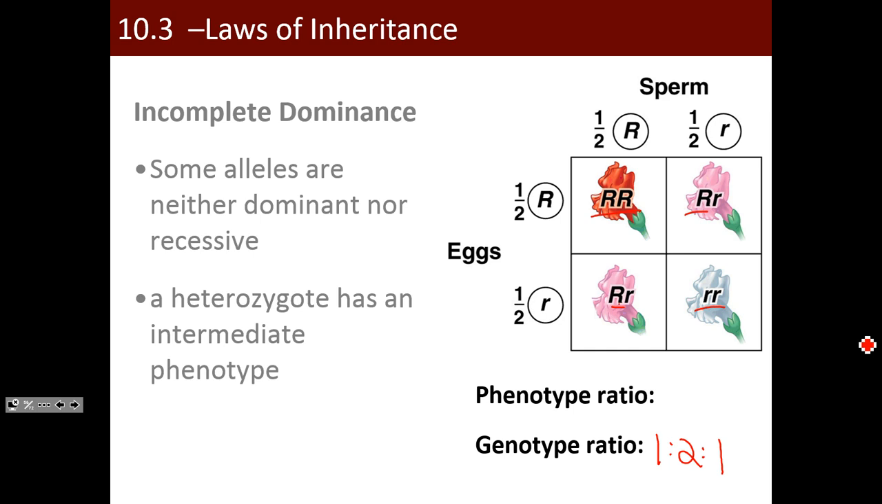What is the phenotype ratio here? It's the same as the genotype, right? 1 red individual to 2 pink individuals to 1 white individual. Okay. So here our genotype and our phenotype ratios are the same because neither allele is completely dominant.